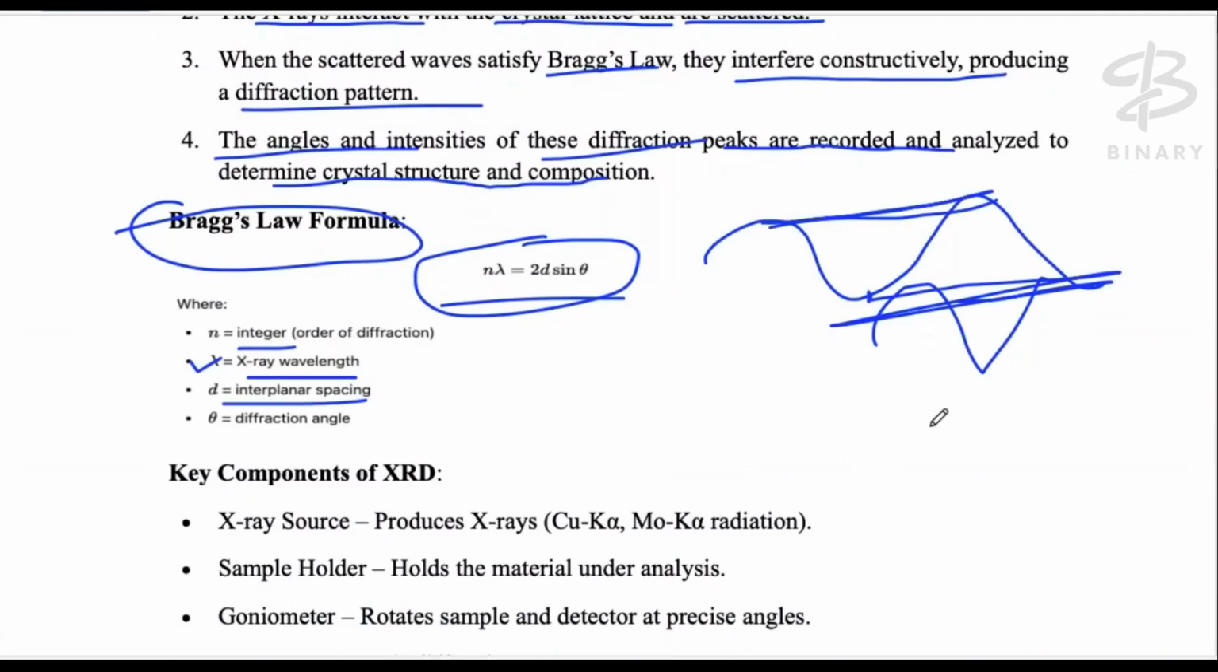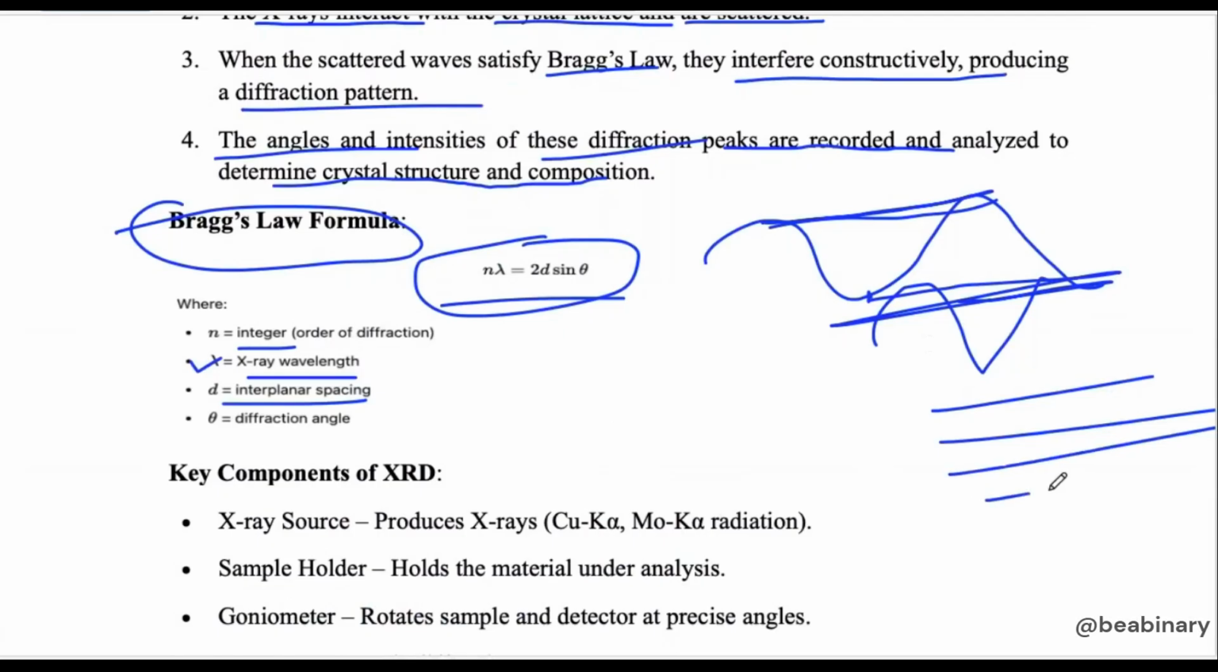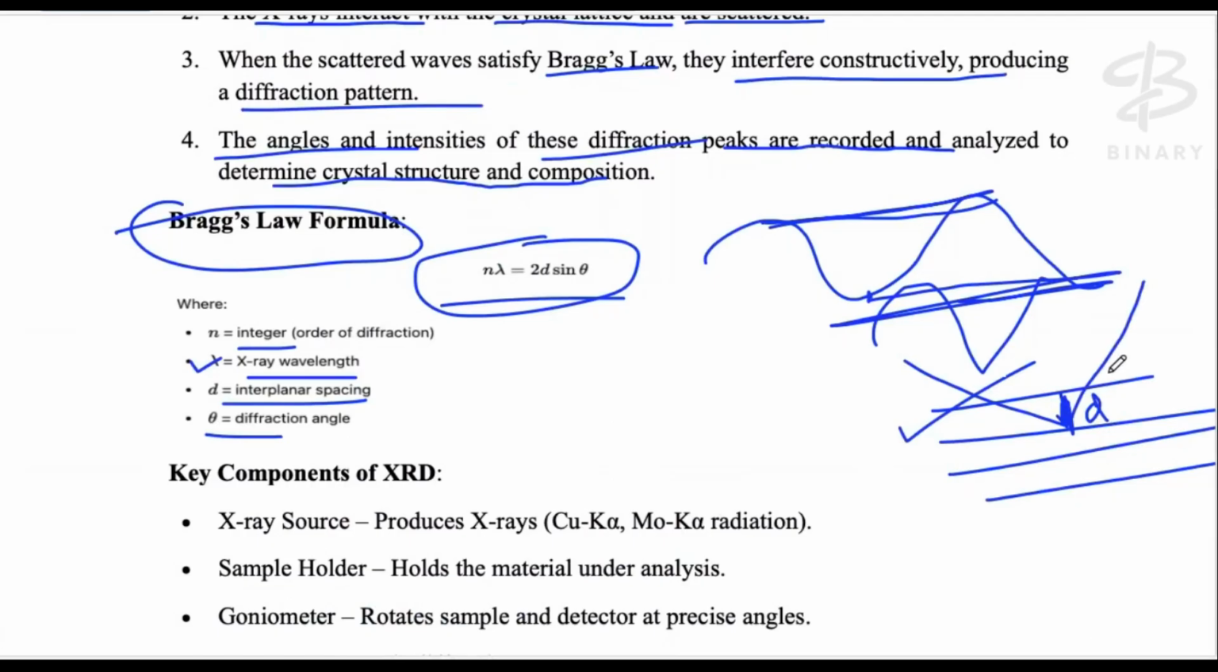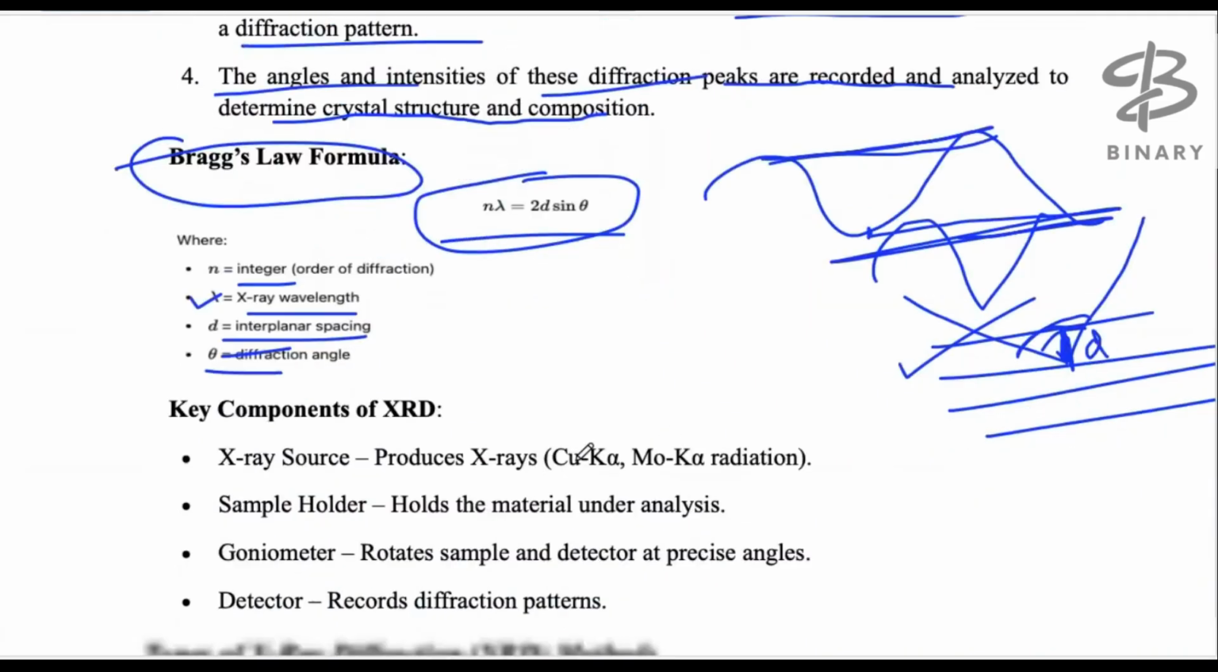Interplanar means if you have planes like this, one plane, two planes, three planes inside the material, then the distance between two planes is known as d inside the material. It depends only on the material. Theta is the diffraction angle. This X-ray is coming in and going out like that. The diffraction angle is how they have diffracted. That is known as theta.